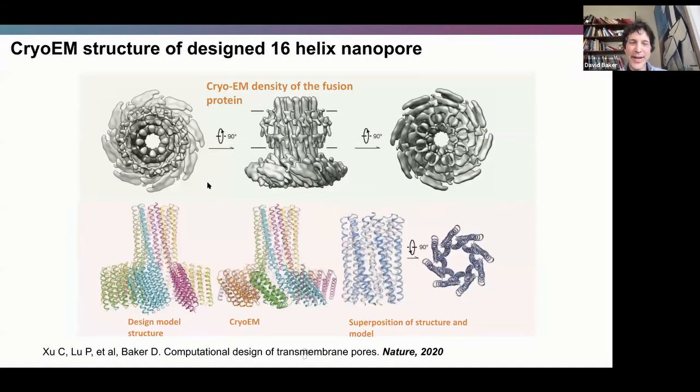Now, Peilong and Chunfu also, I told you there were those larger channels, the ones with the 16 helices. This is a cryo-EM structure Peilong solved, and there's a really big channel here, which actually allows small organic dyes to go through.